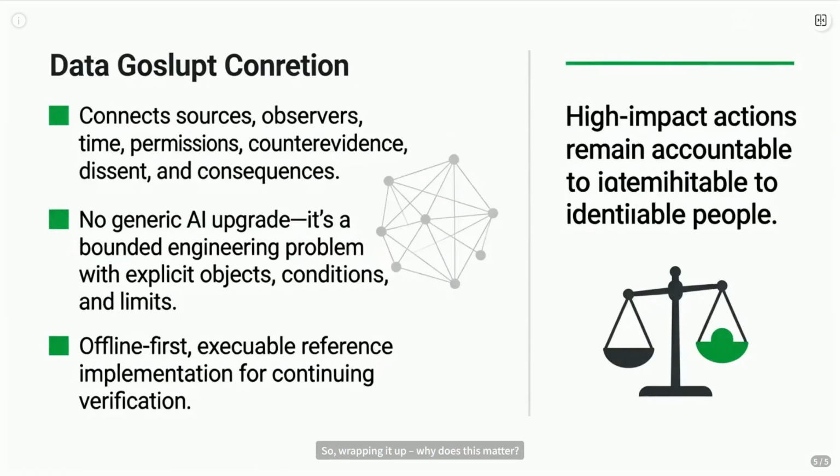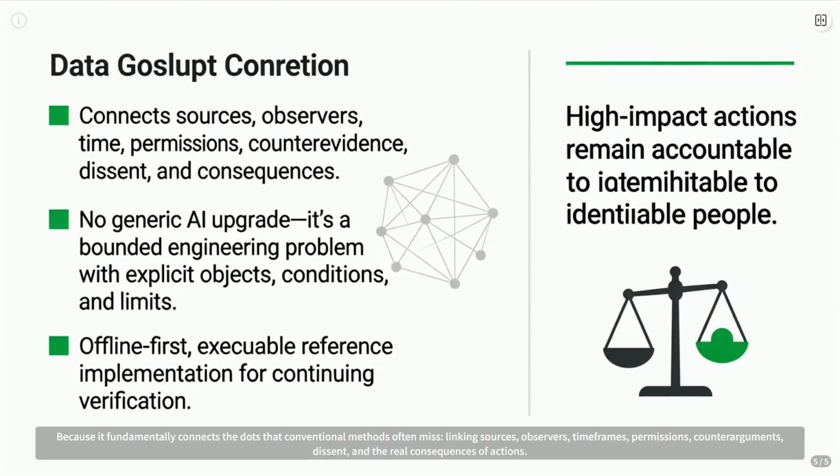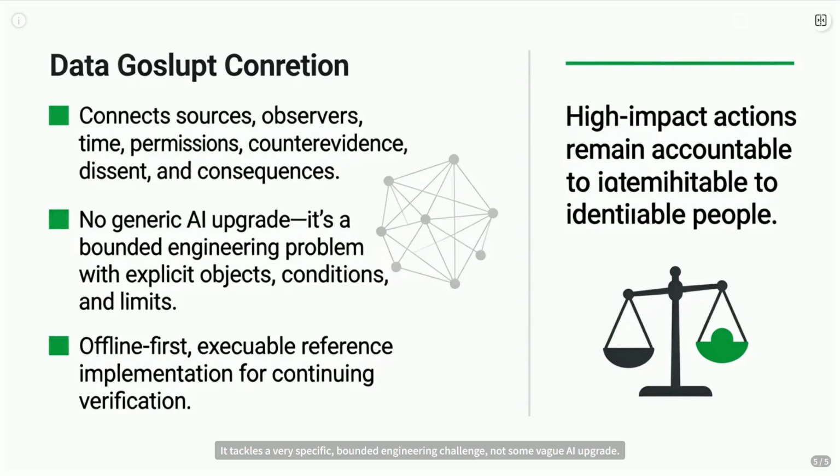So wrapping it up, why does this matter? Because it fundamentally connects the dots that conventional methods often miss, linking sources, observers, timeframes, permissions, counterarguments, dissent, and the real consequences of actions. It tackles a very specific bounded engineering challenge, not some vague AI upgrade. It provides a practical, offline-first tool you can actually run and verify.